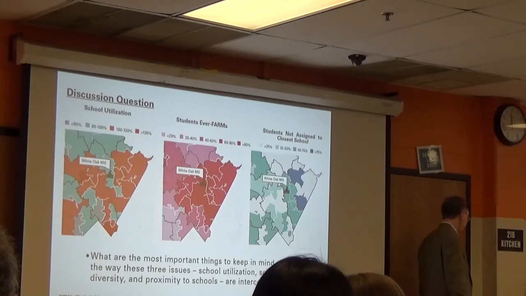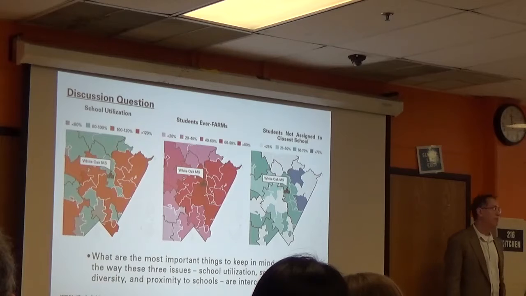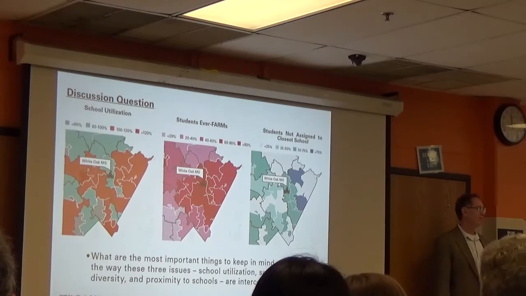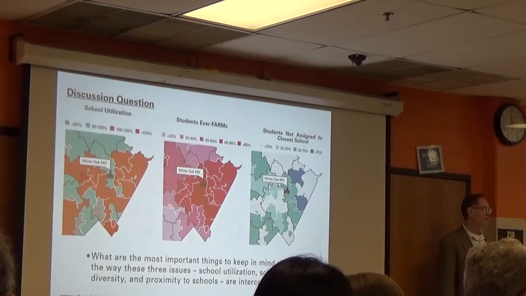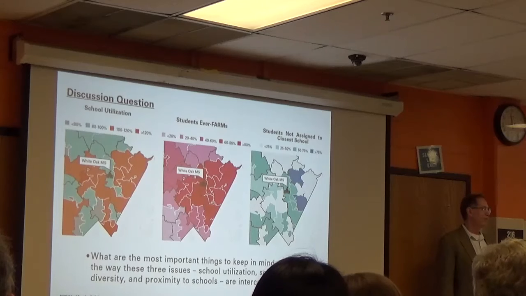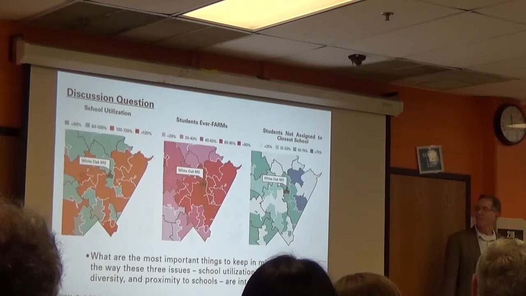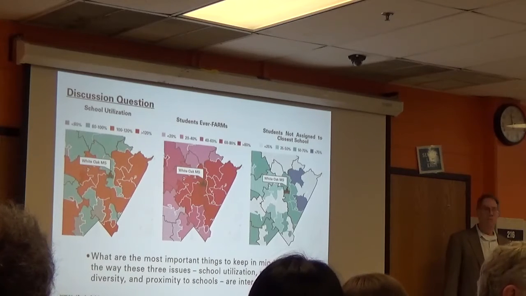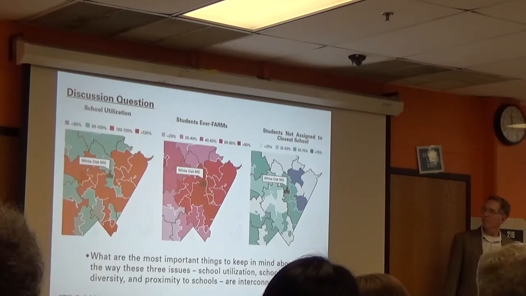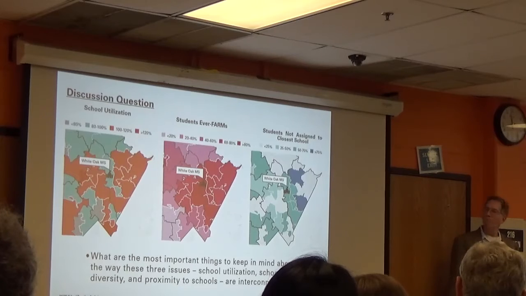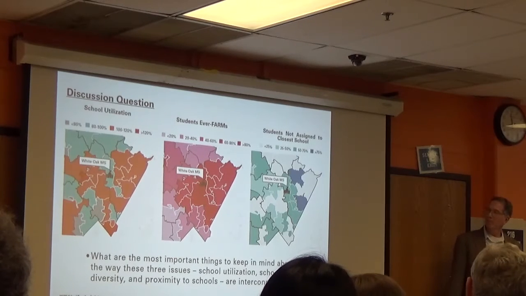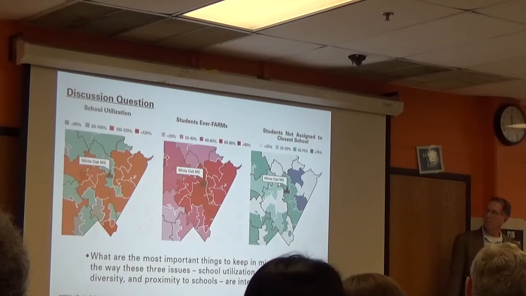So, since we have the polling data of how many people live around here, and it looked like about half the audience lives in this area, we thought it would be useful to really show a kind of snapshot of the three critical lenses that we're considering: school utilization, student ever-farm data, and students not assigned to the closest school.